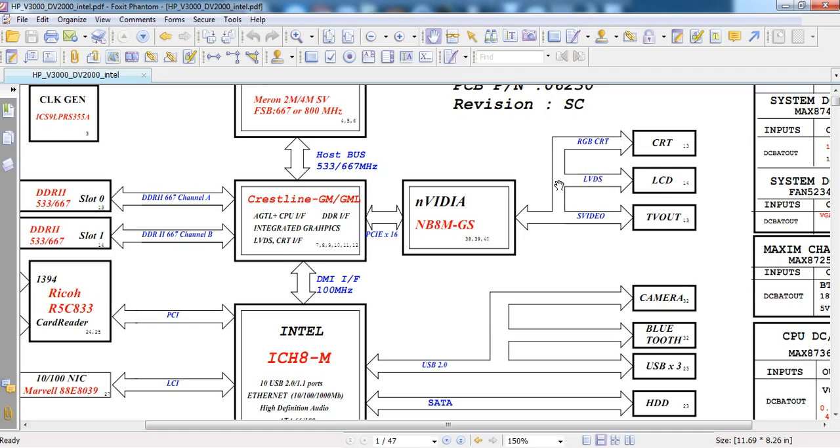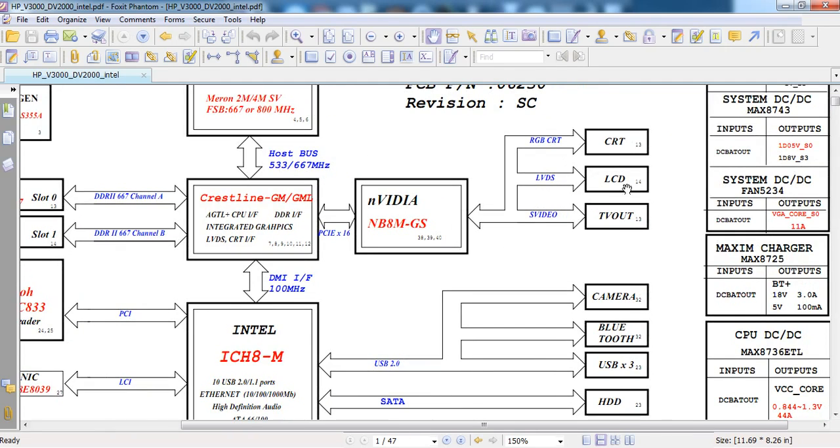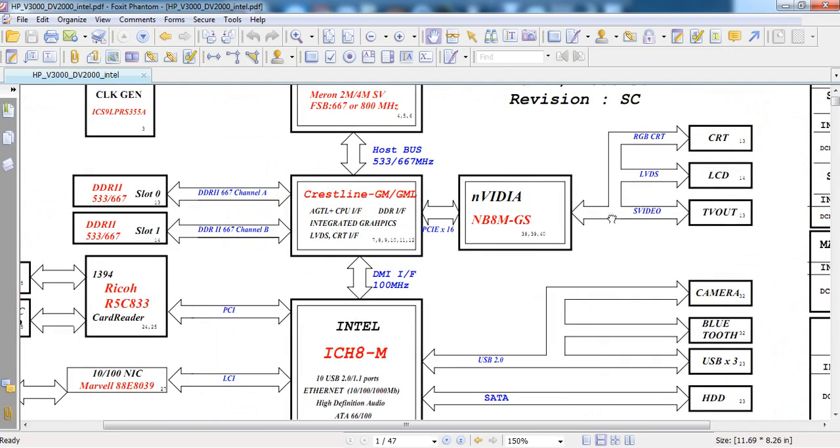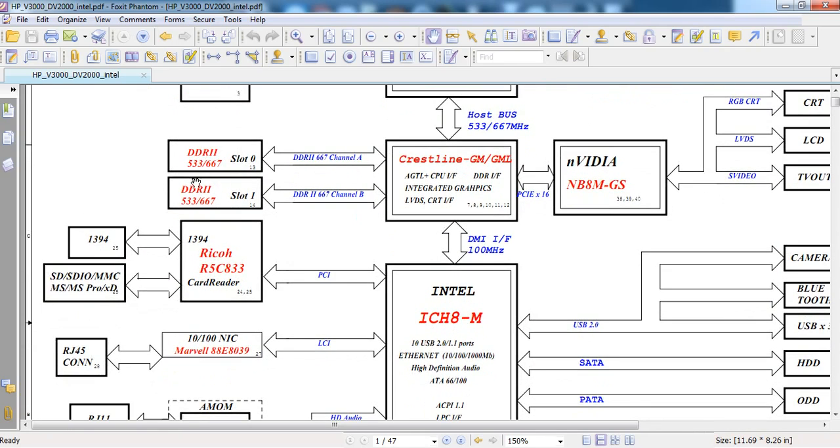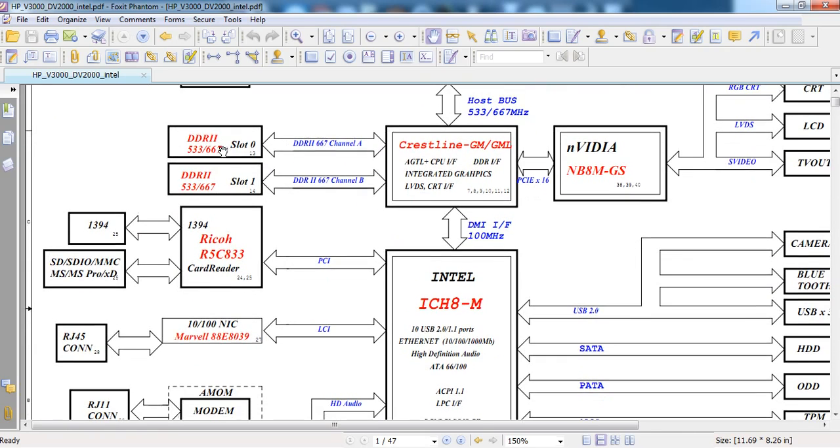Low voltage differential signal. The processed signal is coming to this NVIDIA chip. Now the NVIDIA chip accelerates the signal and sends the signals to LCD, CRT and TV out. And this is your DDR memory with 533 MHz or 667 MHz.